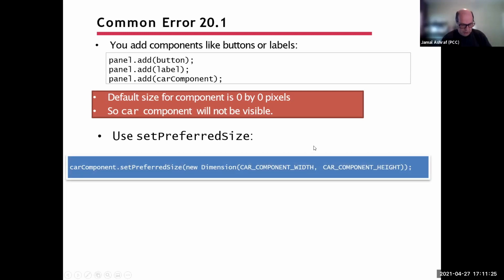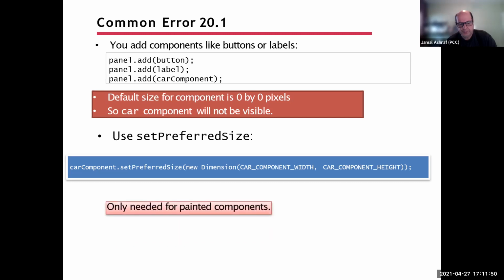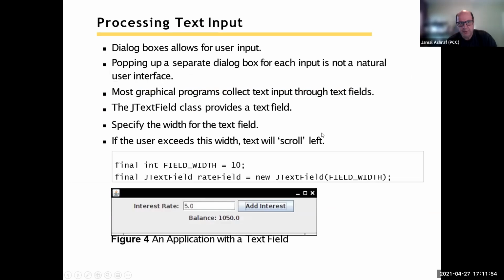There is a section that's talking about drawing a car. If you have any drawing, the Graphics2D you're using, I believe, that would be the circle, the square, and those kinds of things. If you don't set preferred size, then you're not going to see anything. It's basically size 0, 0. So that's only needed for the painted component. Okay.